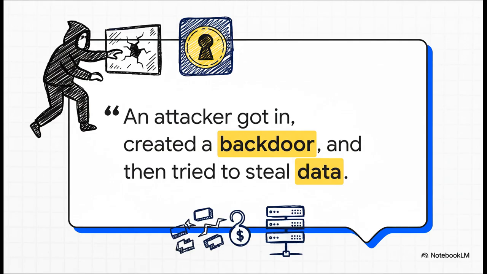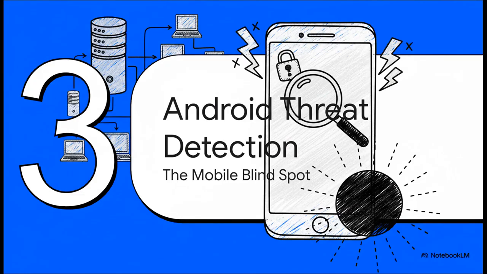An attacker got in, made a backdoor, and tried to steal data. That is the power of correlation. Okay, that worked great for a Linux server, right? We can install an agent and see everything. But what about devices where you just can't do that? This brings us to our next big challenge. How in the world do we handle the security blind spot of a standard Android phone?